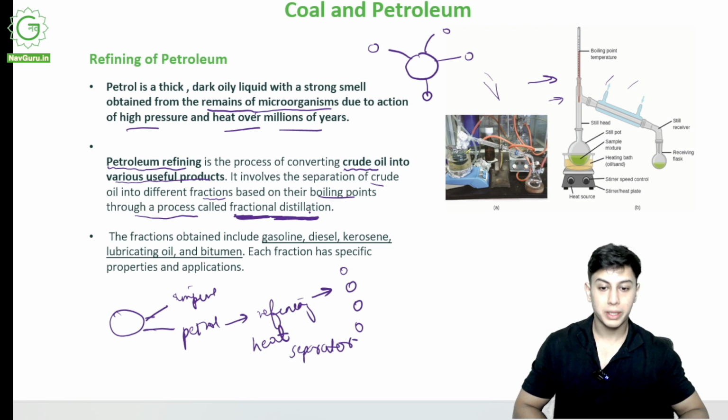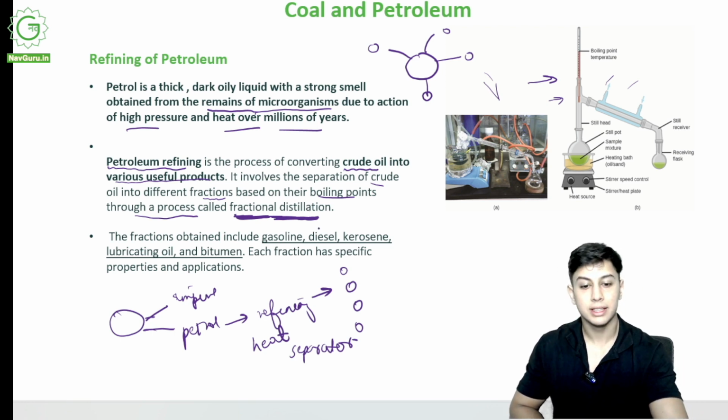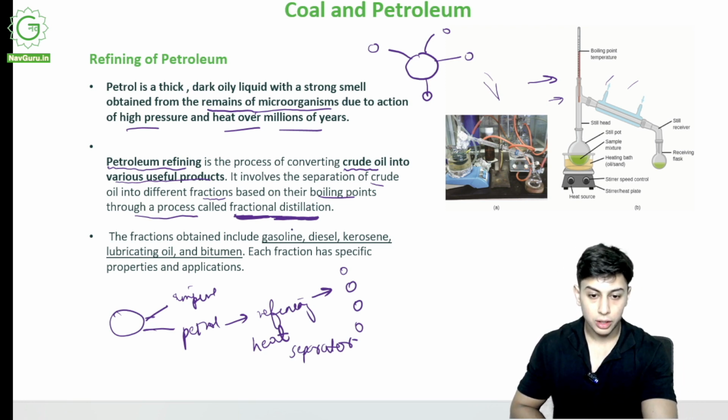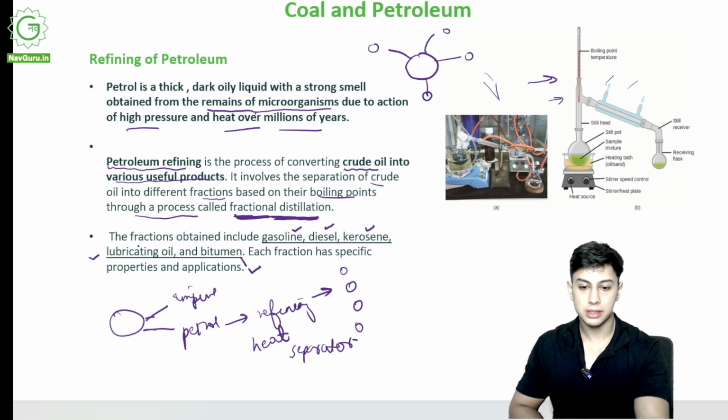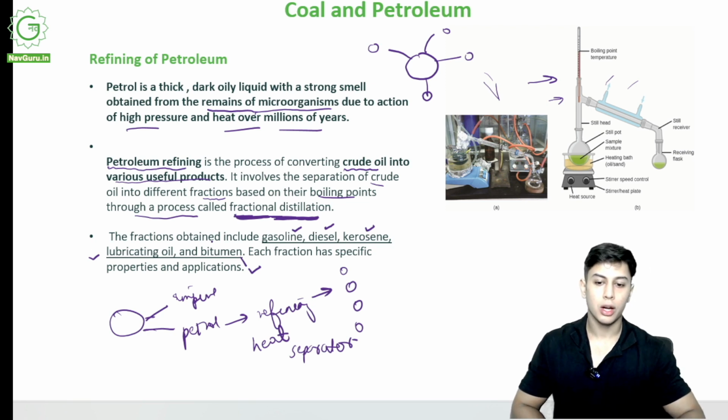The fractions obtained include, now what products are these that are obtained from petroleum refining? Gasoline, diesel, kerosene, lubricating oil and bitumen. Remember these 5 things that are given. A lot more things are obtained, like paraffin wax. Wax is also obtained. A lot of things are, but these are the major ones. Fractions: gasoline, diesel, kerosene, lubricating oil and bitumen.